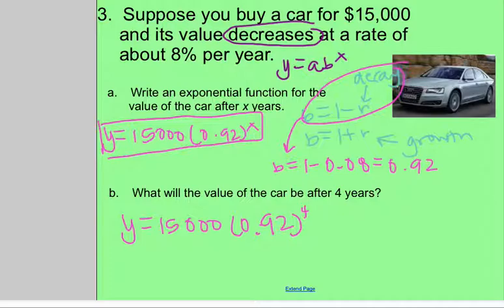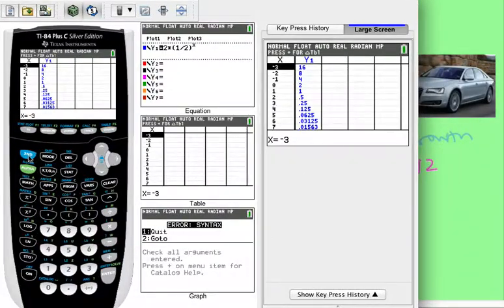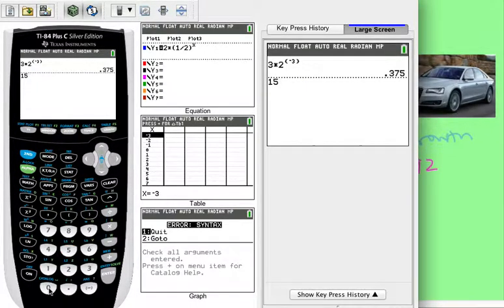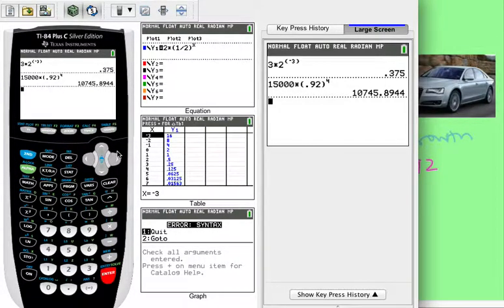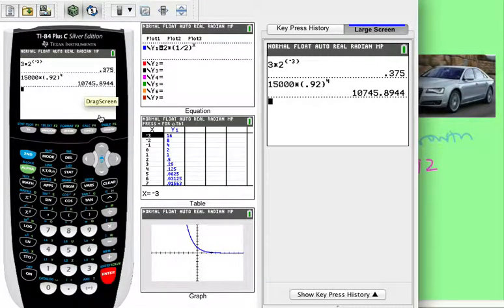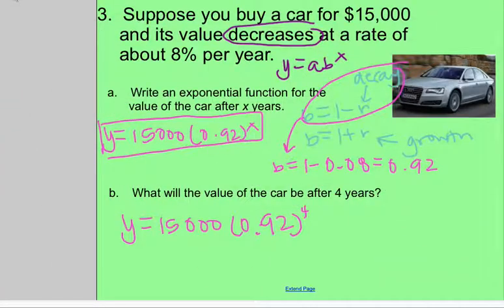So then I can type this into my calculator. I would go to my screen, it'd be 15,000 times 0.92 to the fourth. Okay, and here would be my value. Biggest thing is that this is talking about money, so we only round to 2 decimal places, and if you don't round properly, I will take off points. So this one is going to be in 4 years, the value will be $10,745.89. So there's my answer for example 3, part B.